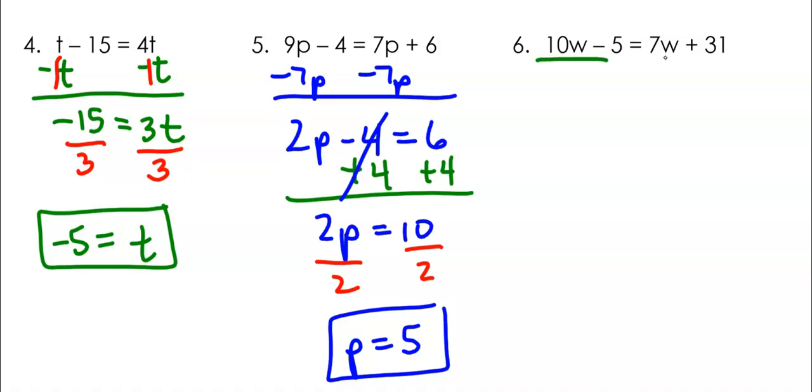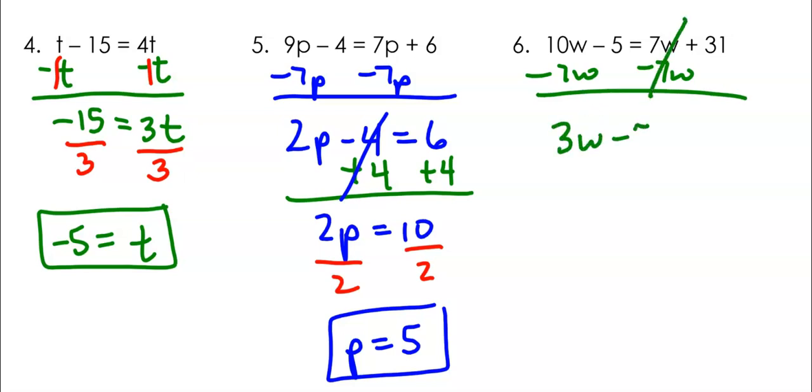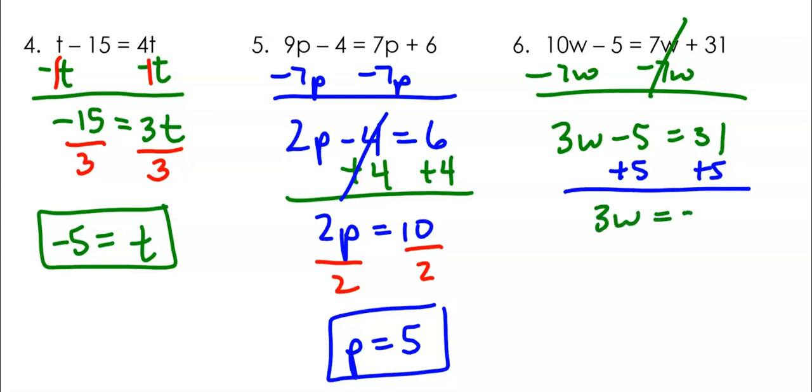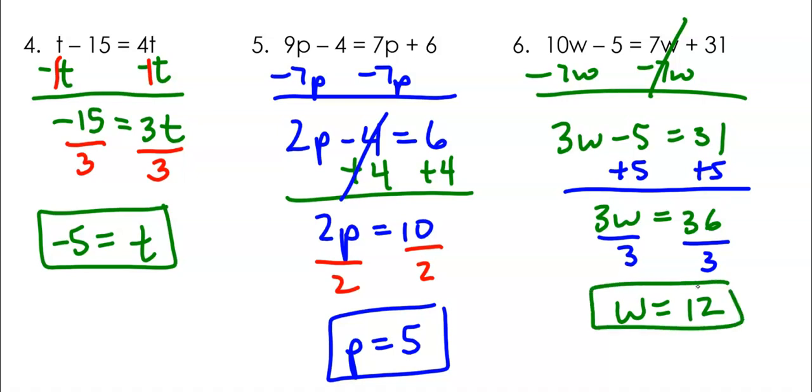Again, same thing on number 6. I have 2 terms on the left, 2 unlike terms on the right, so it doesn't matter who I choose. Again, I prefer my variables on the left, so I'm going to subtract 7w from both sides. Now I'm going to add 5 to both sides. And divide by my coefficient. Don't forget to check your work when you're done.